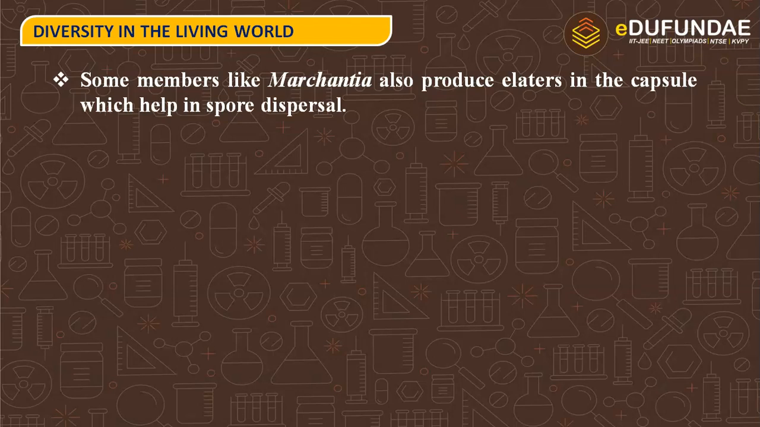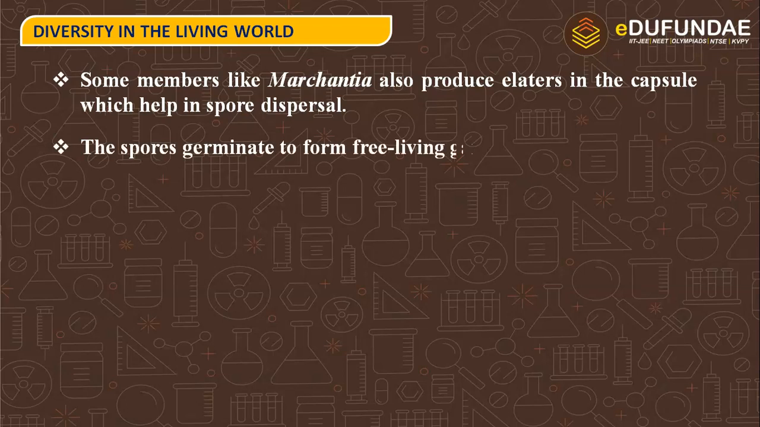So a question usually asked of us is in which organism the elater mechanism is seen, and the correct answer for that is Marchantia. Elaters are basically the structures that help in the dispersal of the spores. These spores germinate to form free-living gametophytes. So again completing the life cycle and forming the gametophytes.